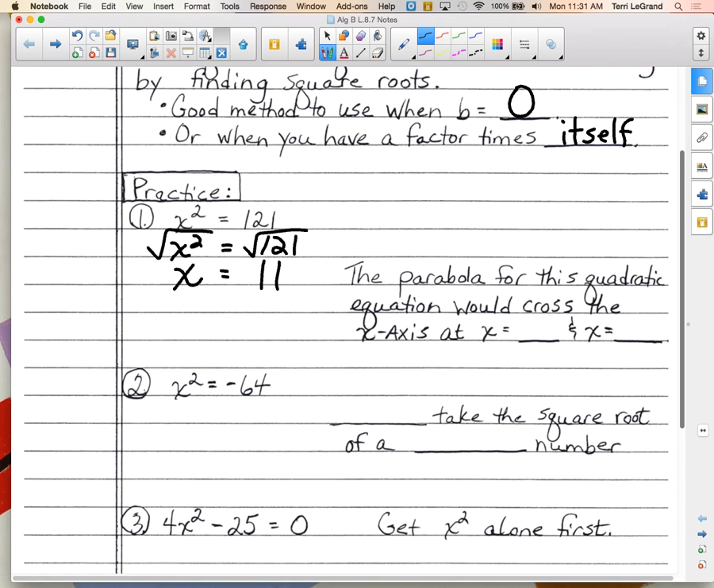And then let's set this window. Let's go to the window key. I'm going to set a good window. For x min, I want you to put in negative 15, not subtract 15, negative 15. For x max, I want you to put in positive 15. We're going to have the x-axis go by 1. So if the x scale is not 1 right now, make it 1.